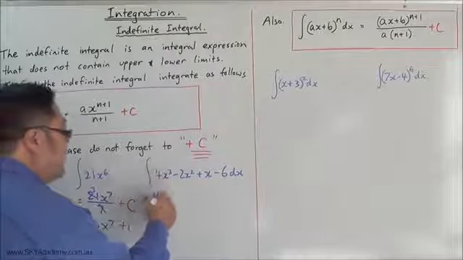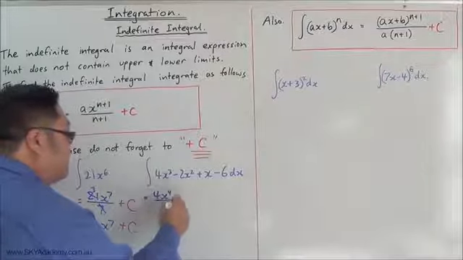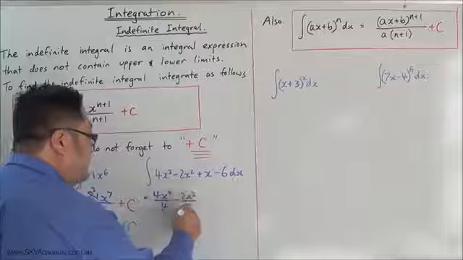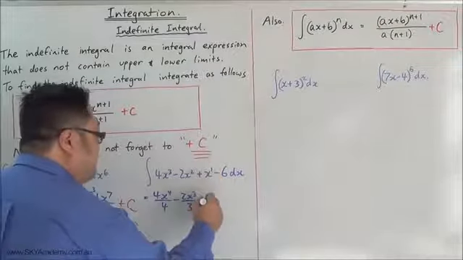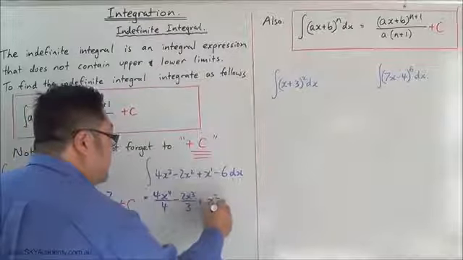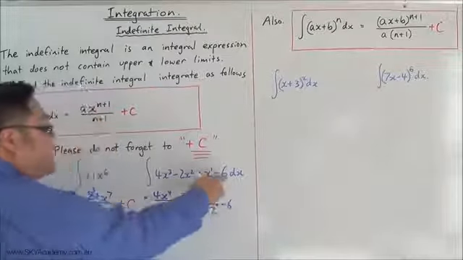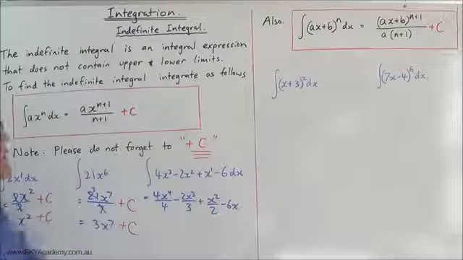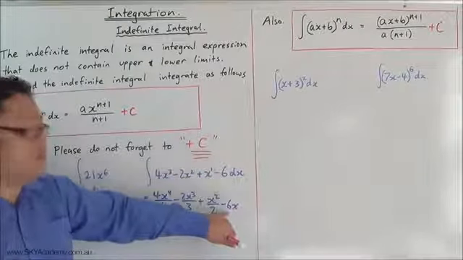So 4x to the power of 4 over 4 minus 2x to the power of 3 over 3 plus x to the power of 1 becomes x to the power of 2 over 2 minus 6, and that's x to the power of 0, so it becomes x. So minus 6, so see this minus 6 there? That becomes minus 6x. Got it?